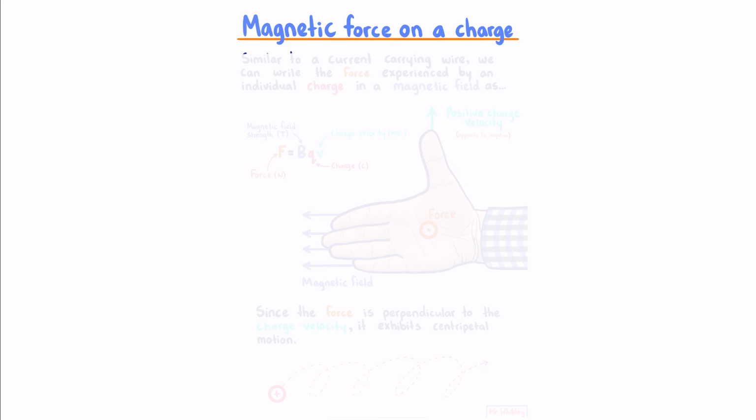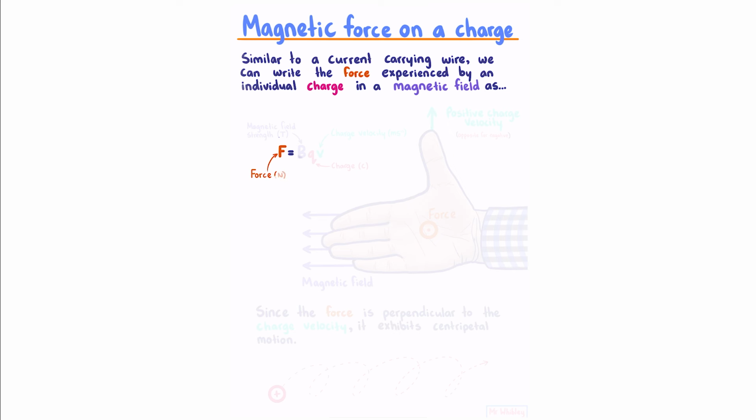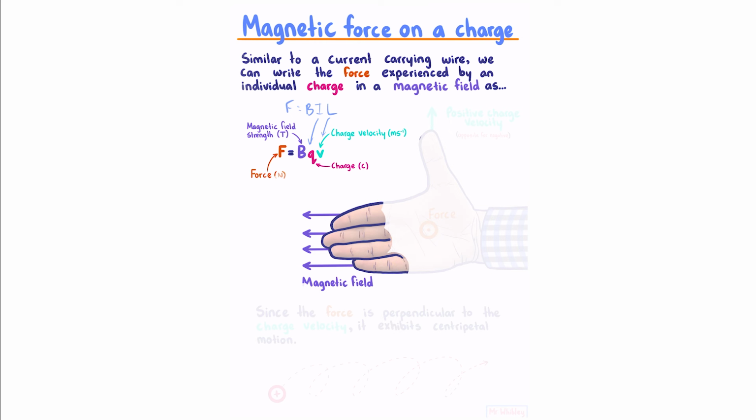Magnetic force on a charge. Similar to a current carrying wire, we can write the force experienced by an individual charge in a magnetic field as force is BQV. Recalling that the equation for a current carrying wire was F is equal to BIL, so instead of current, we now just have an individual charge, and instead of the length, we have the charge velocity.